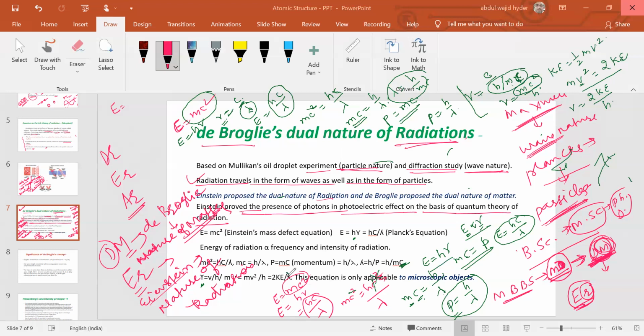This is not lambda, it is h. Twice kinetic energy upon h. Fine. Yes, sir. So this equation is only applicable to microscopic objects. For daily life objects, it won't be applicable. I'll tell you why. It is only applicable to microscopic objects, not applicable to macroscopic objects. That I'll let you know. Fine.